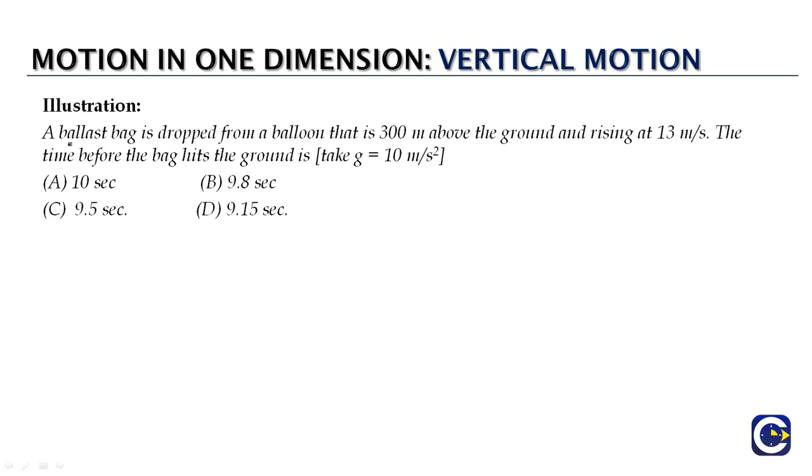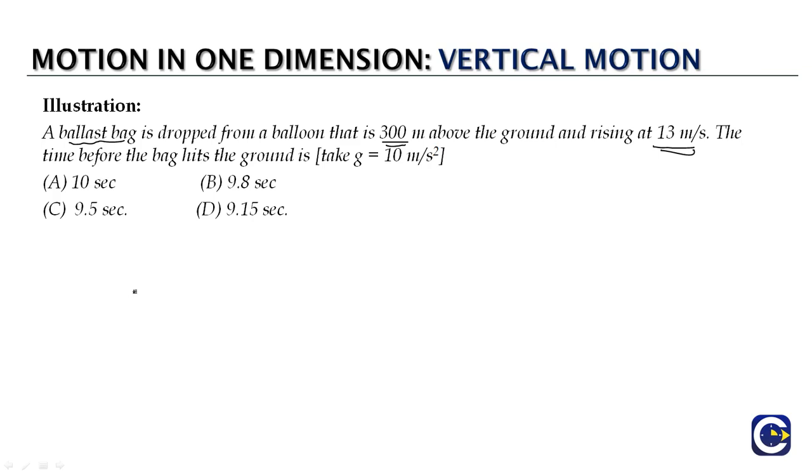We have a ballast bag dropped from a balloon that is 300 meters above the ground and is rising at 13 meters per second. So this is a case where, when we are dropping an object from a moving body, the initial velocity of the object will be equal to the velocity of the moving body. We need to find the time before the bag hits the ground. So we need to find how much time it takes for the bag to hit the ground.